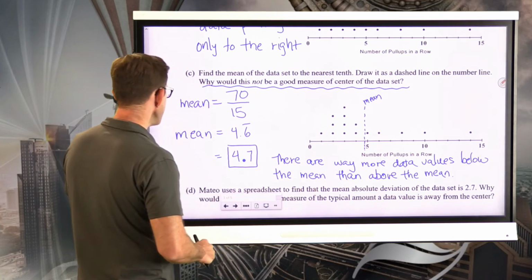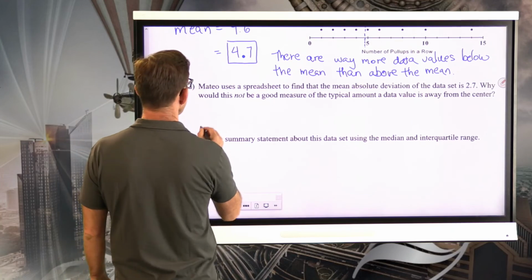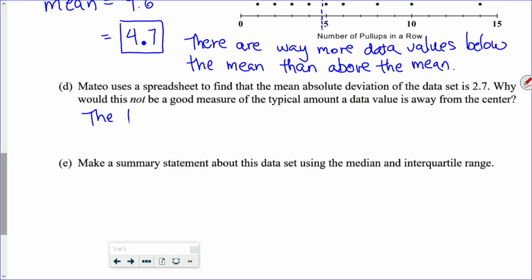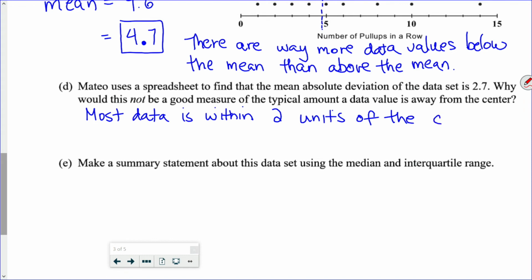So the way I'd answer this question is, the typical, well, actually, maybe I'll say this. Most data is within 2 units of the center.